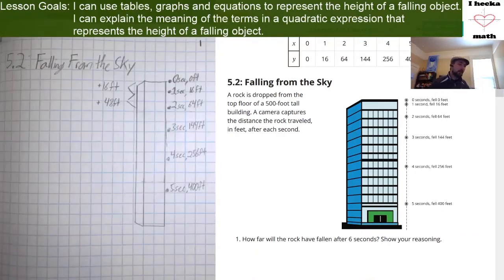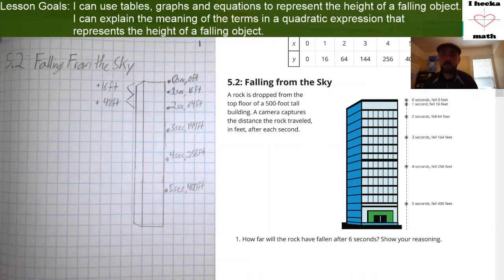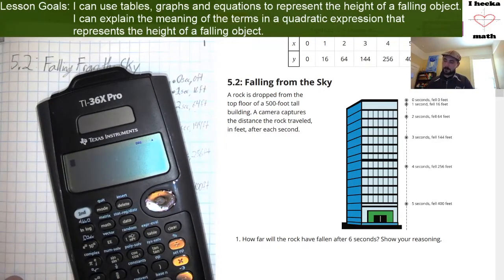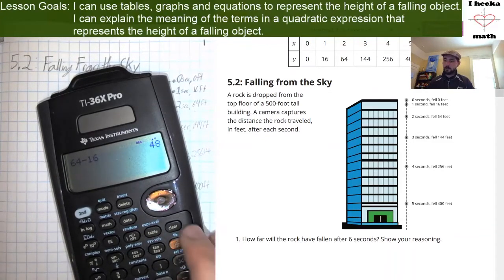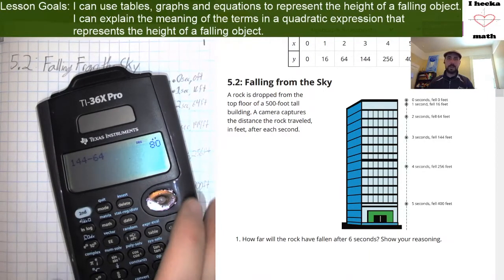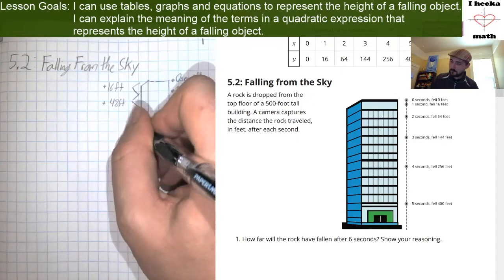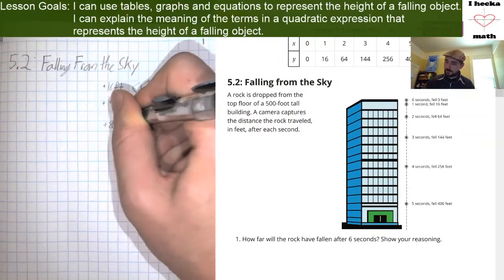And if you're not sure, let me grab my calculator. So the jump from 16 to, sorry, 16 to 64. So 64 minus 16, 48. All right, the next one goes from 64 to 144. So 144 minus 64 is a jump of 80 feet. Right, so plus 80 feet.